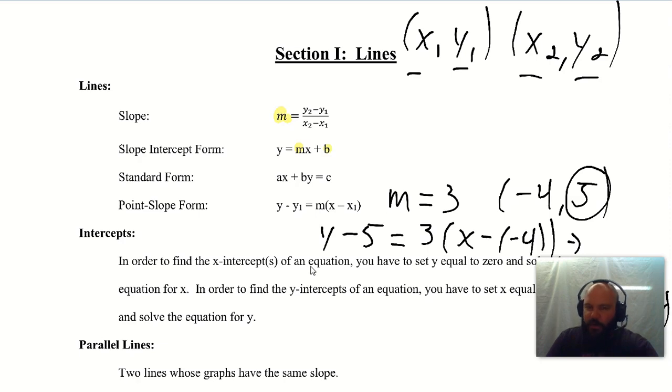If you did need to convert that into slope intercept form or standard, you would need to distribute the 3 to both things and then move your terms to the left or the right side depending on which form you're going for, standard or point slope form. Now let's look at standard form for a second.